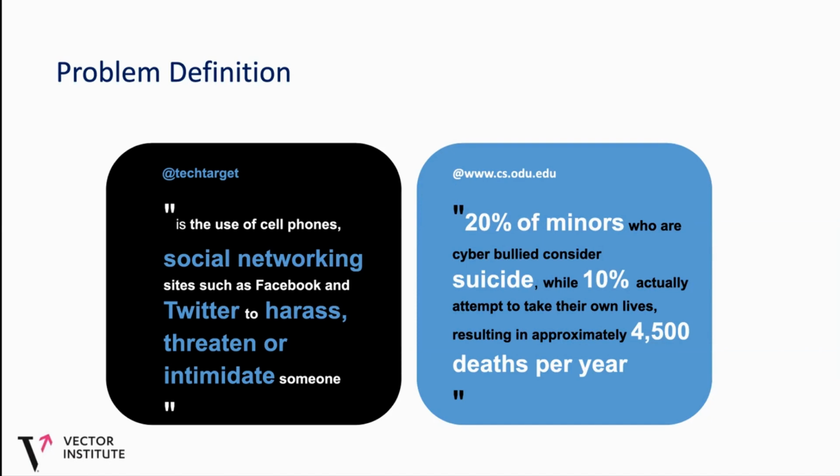tech targets, is the use of cell phones, instant messaging, emails, chat rooms, or social media networks such as Twitter to harass, threaten, or intimidate someone. This is actually a growing problem, and for this reason, I wanted to analyze how we could predict this type of cyberbullying in tweets.